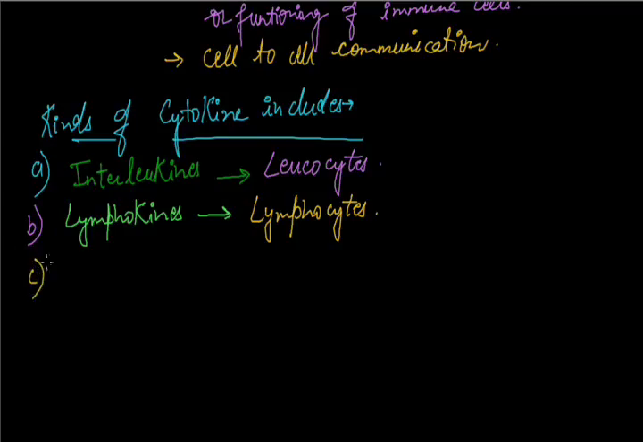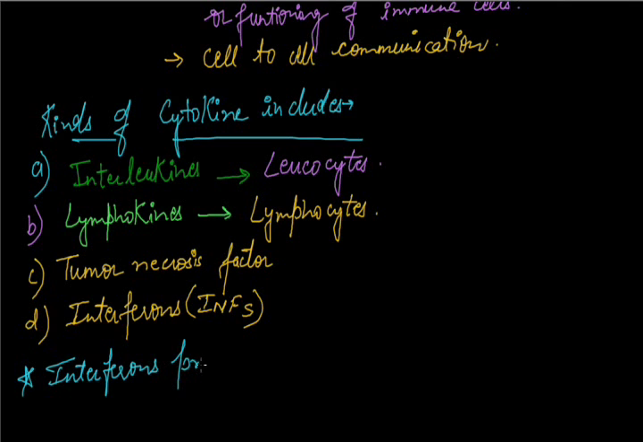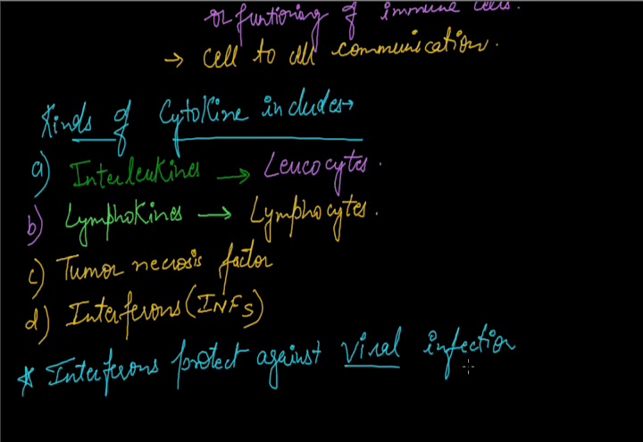Next are tumor necrosis factor and interferons. Tumor necrosis factor will kill or prevent the proliferation of tumor cells, and the interferons, also called IFNs, are low molecular weight proteins which are very effective against viral infection. This is a very important point: interferons protect against viral infection. No antibody is effective against the virus, so this protects against the viral cells.